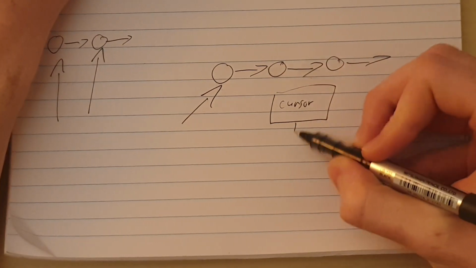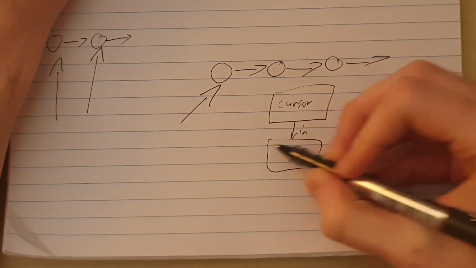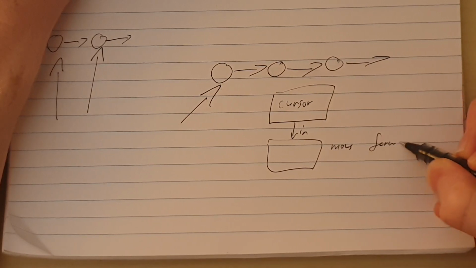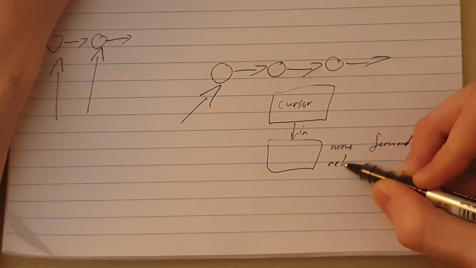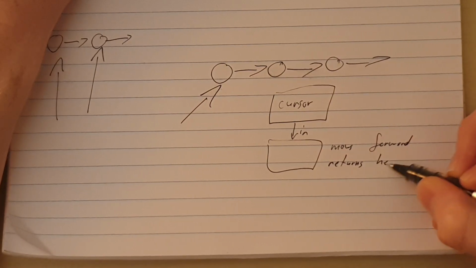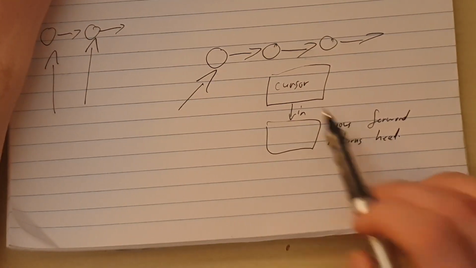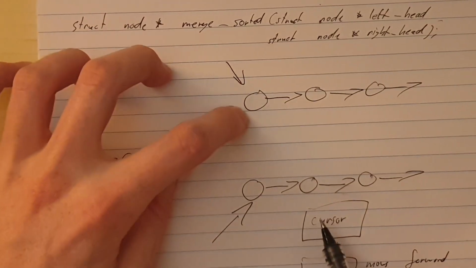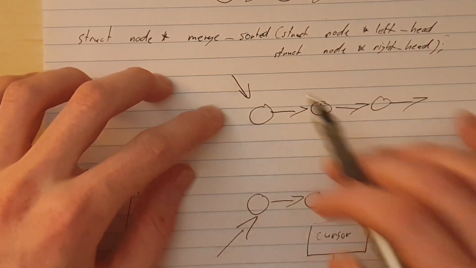Cursor goes into my function, and it moves cursor forward, moves forward, and returns head. Returns head. Right? So this cursor is obviously going to have to be a double star, because this cursor is itself a star to a node, and I'm going to have to adjust the value of this.